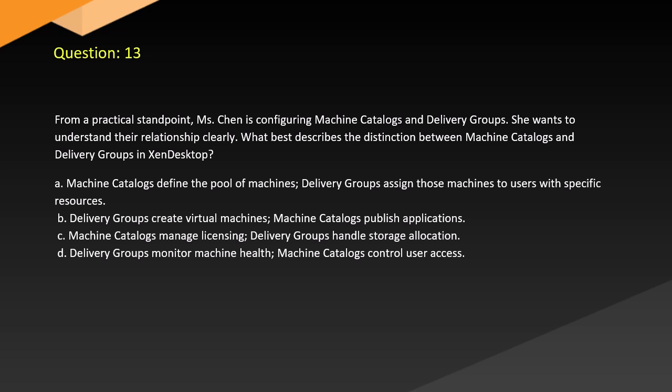B. Delivery groups create virtual machines. Machine catalogs publish applications. C. Machine catalogs manage licensing. Delivery groups handle storage allocation. D. Delivery groups monitor machine health. Machine catalogs control user access.